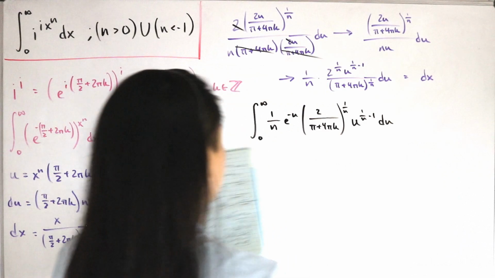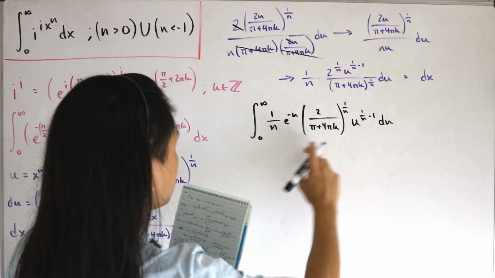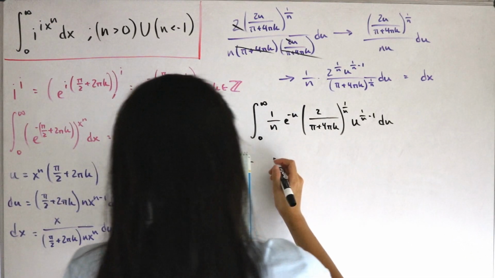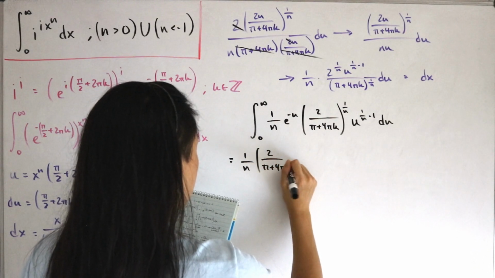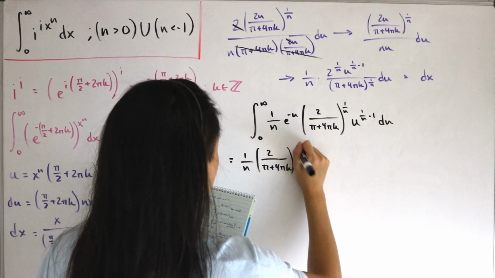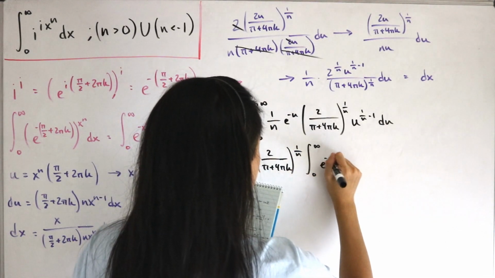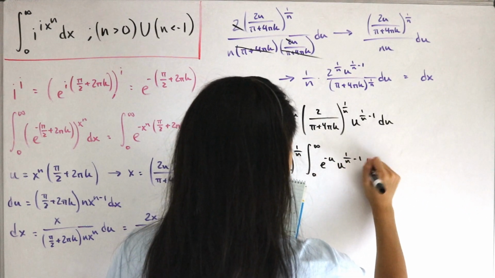Now we can factor some things out, since this thing does not depend on u, so that's a constant. Same thing for the 1 divided by n. So I have 1 over n multiplied with 2 divided by pi plus 4 pi k, to the power 1 divided by n, multiplied with the integral from 0 to infinity of e to the negative u multiplied by u to the power 1 divided by n minus 1 du.